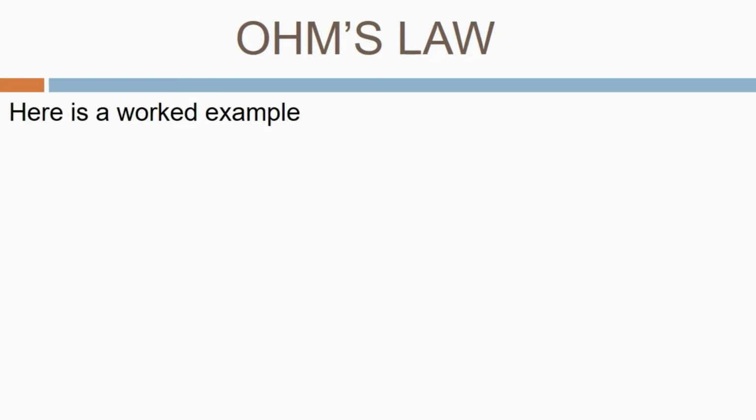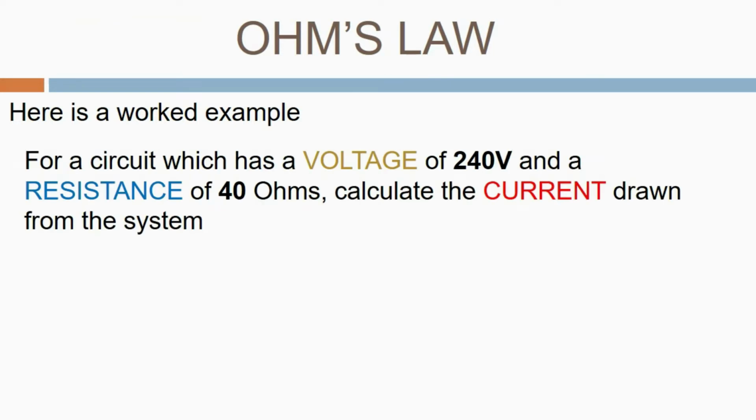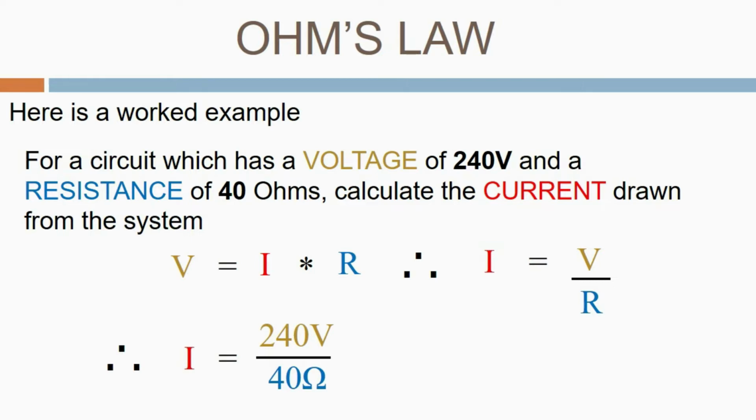Here is a worked example. In a circuit which has a voltage of 240 volts and a resistance of 40 ohms, calculate the current drawn from the system. V equals I times R from Ohm's law. Therefore, transposing the equation, I equals V over R. Putting the numbers in, I equals 240 volts over 40 ohms. Therefore, the answer is I equals 6 amps.